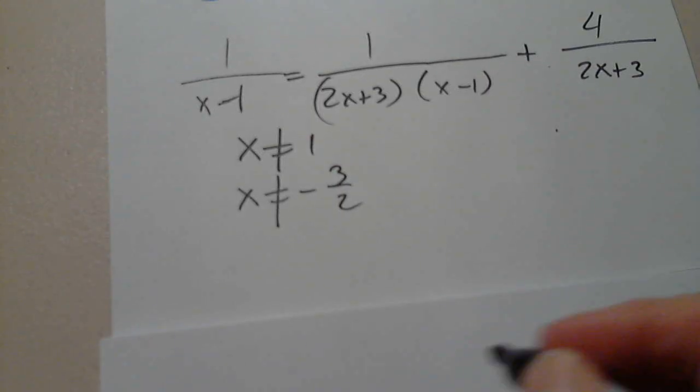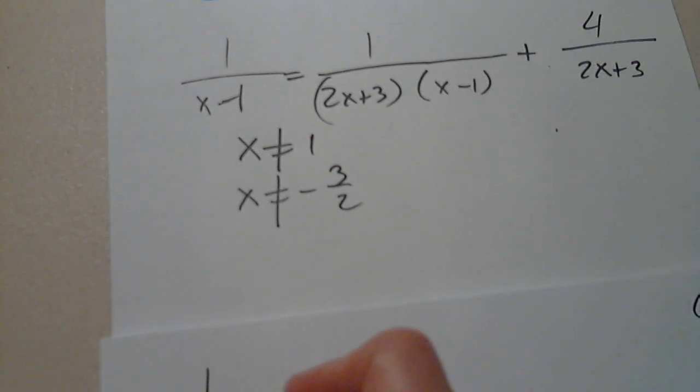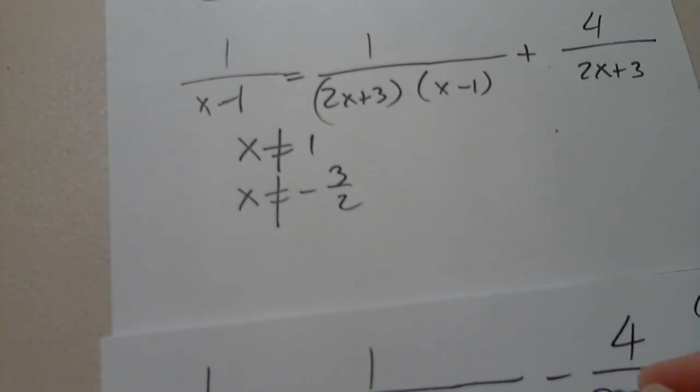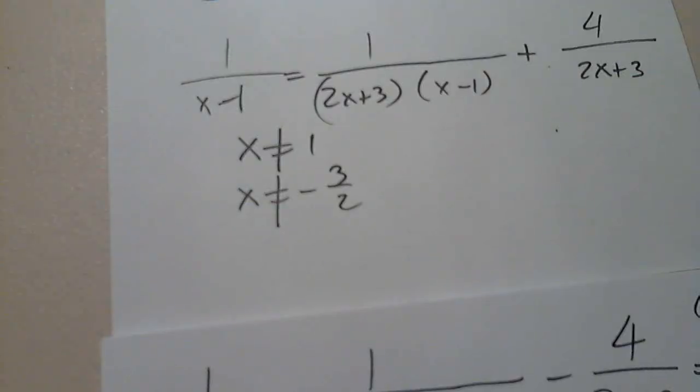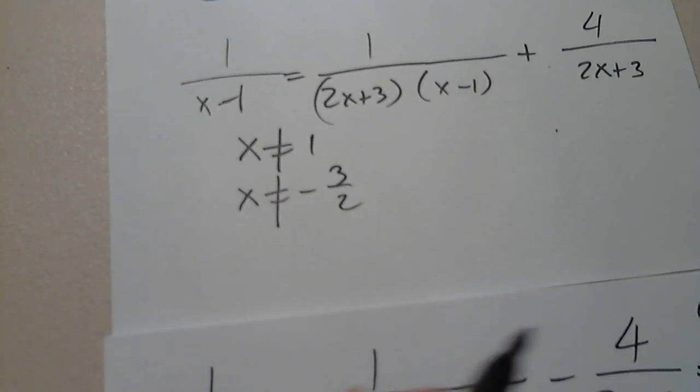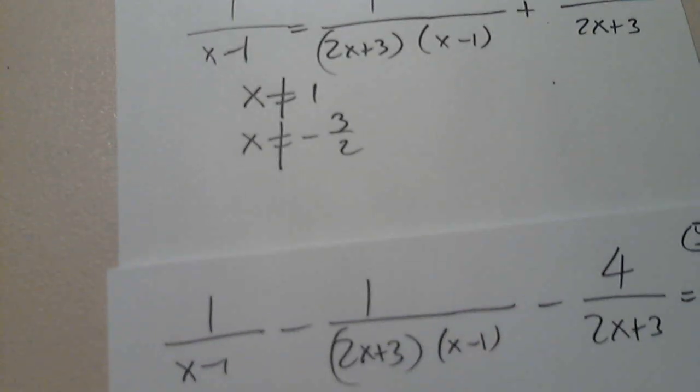But if you'd like to use my method, I have 1 over x minus 1 minus 1 over 2x plus 3, x minus 1, minus 4 over 2x plus 3. When I move these two fractions to the other side, what is left on the right-hand side? Every equation has to have a left-hand side, an equal symbol, and a right-hand side. Is it just 0? Absolutely. And thank you so much.